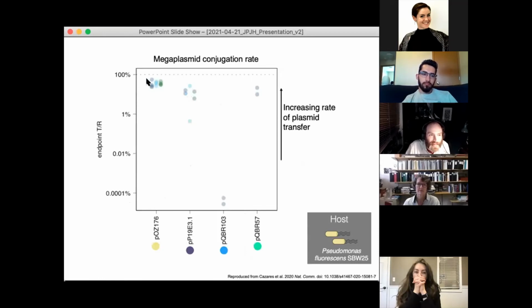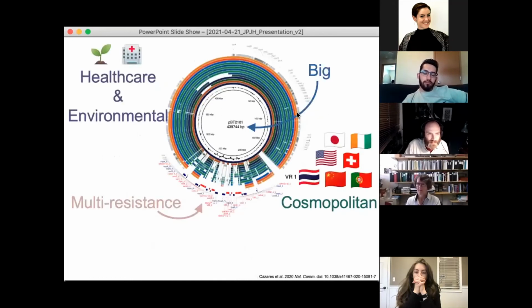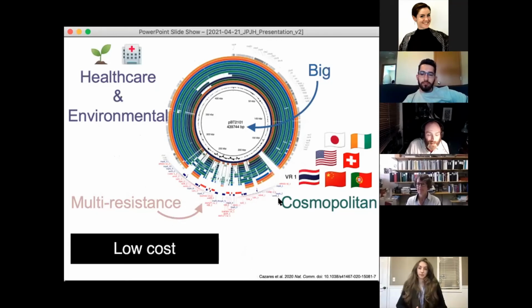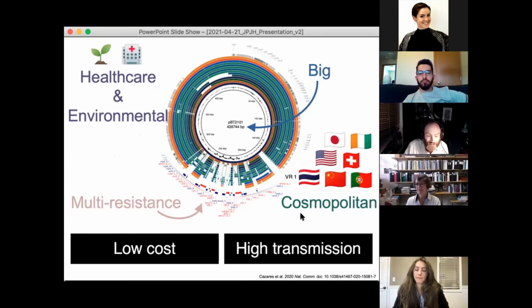So up to 50% of the recipients, if you culture donors and recipients for 48 hours, had the plasmid by the end of the experiment. So what this shows is that these megaplasmid families are spreading multi-resistance, probably because, even though they're big, they don't necessarily have a big cost. And even though they're big and carry lots of genes, it doesn't mean that they're not jumping around between different strains, between different species, in our soil, in our sinks, in our hospitals.